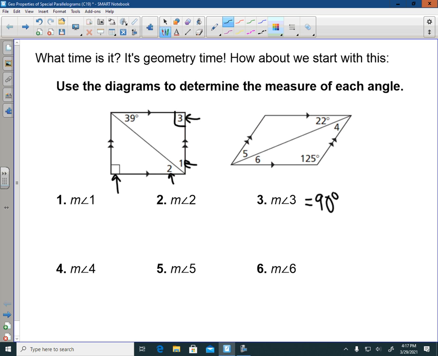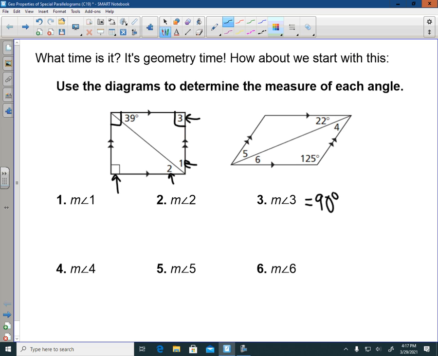Another thing I know about parallelograms is that consecutive angles are supplementary, which means that they add to 180 degrees. So if the angle marked 3 is 90 degrees, then this angle with the 39 degree as part of it is also 90 degrees, correct? That's going to be helpful here in just a second.